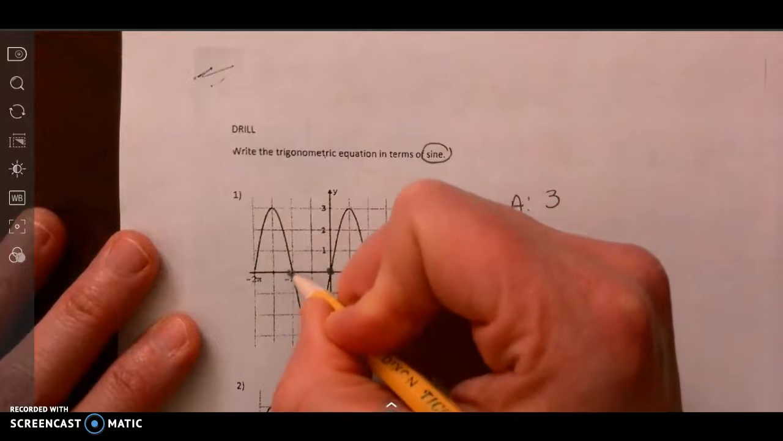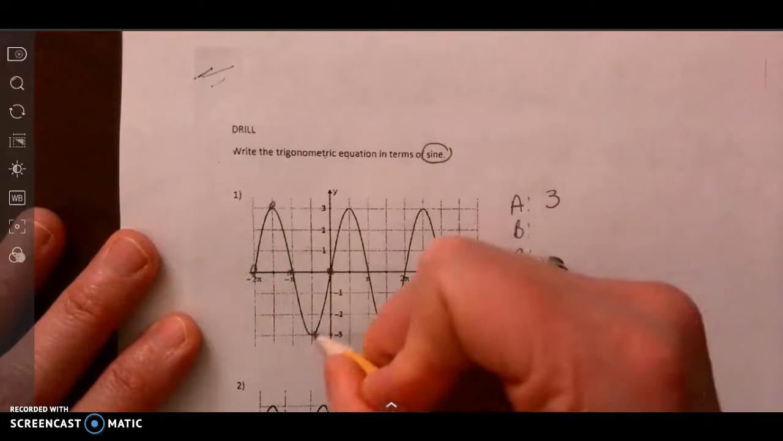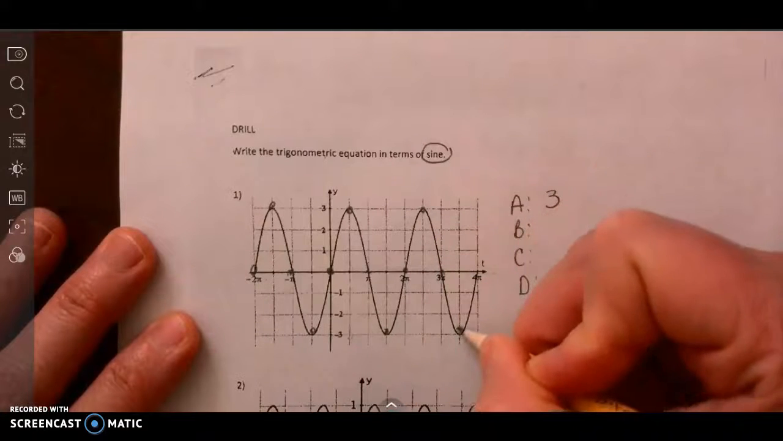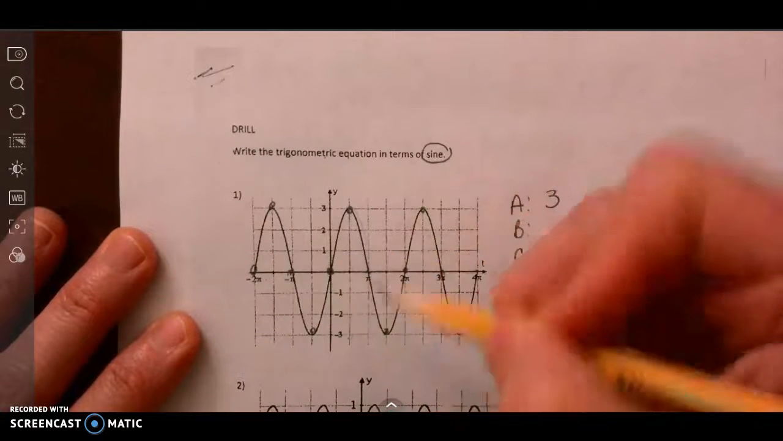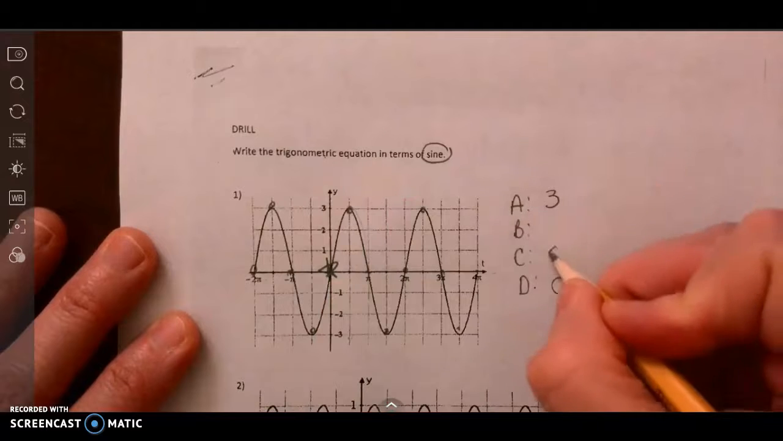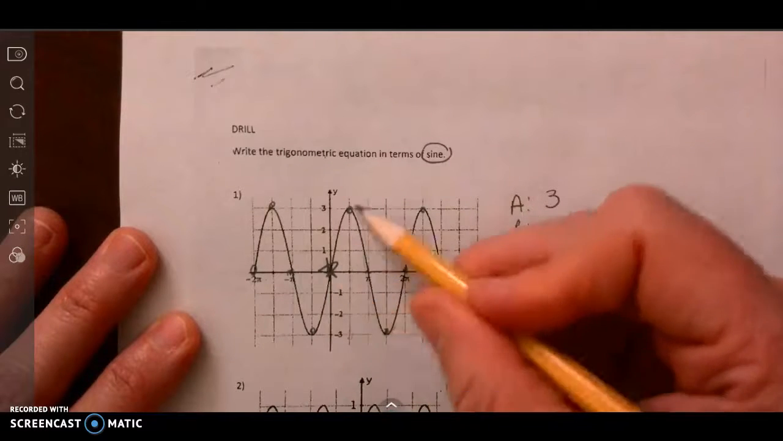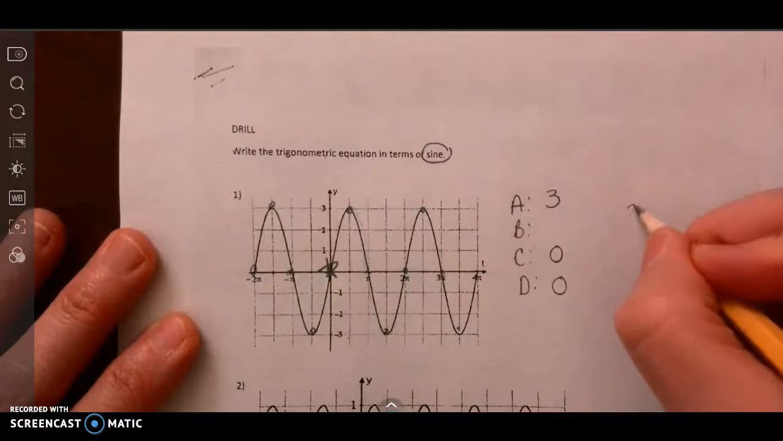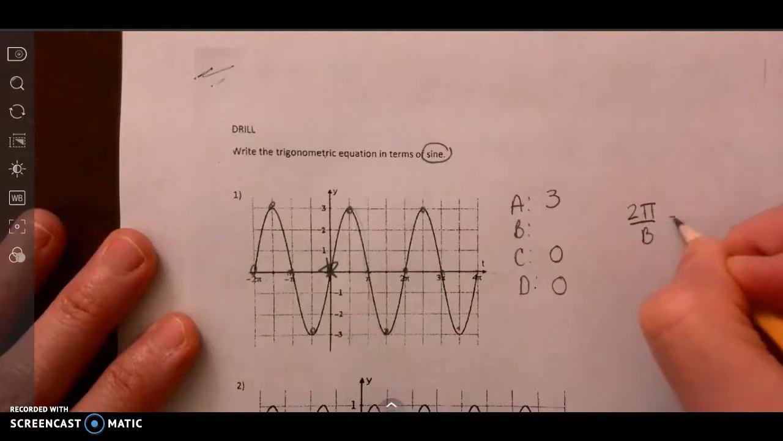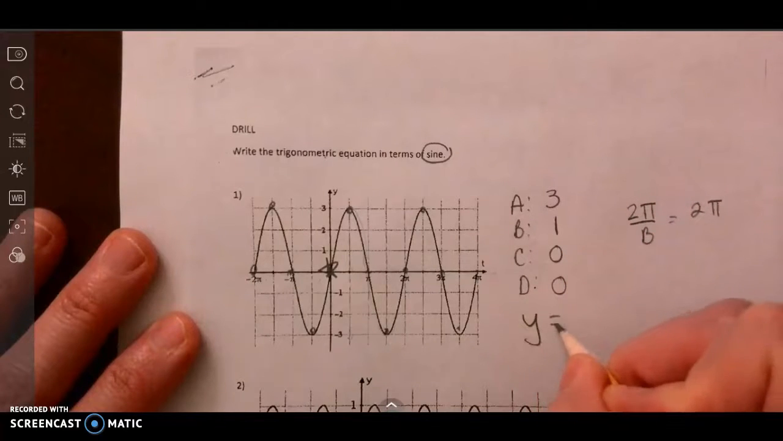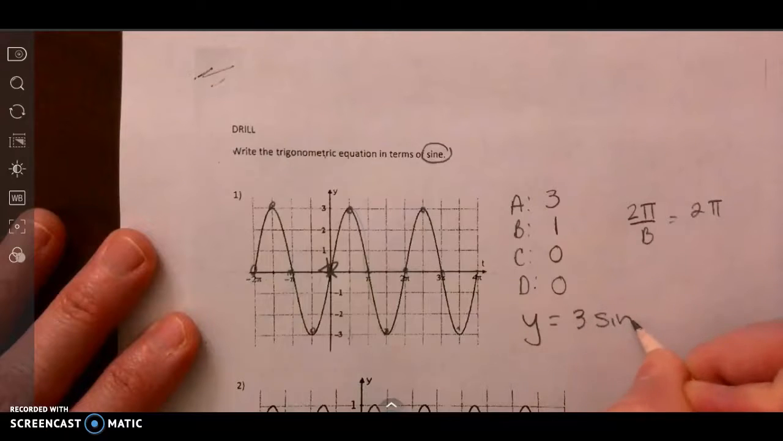Sine starts on the axis and goes up. So it looks like sine didn't move at all. It's right here, so 0 for that. And my period is 2 pi. So 2 pi over b equals my period, which is 2 pi. So b must just be 1. So my equation is y equals 3 times the sine of 1 times x. And that's it.